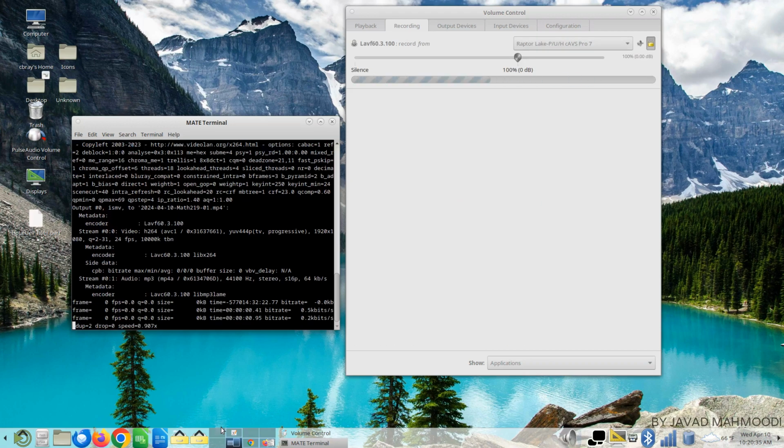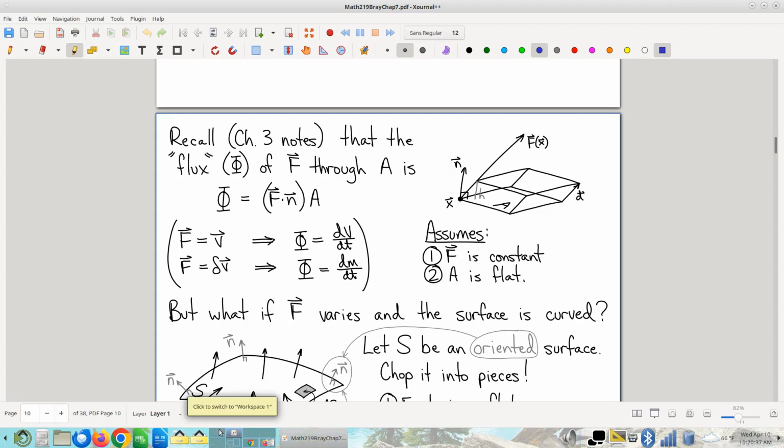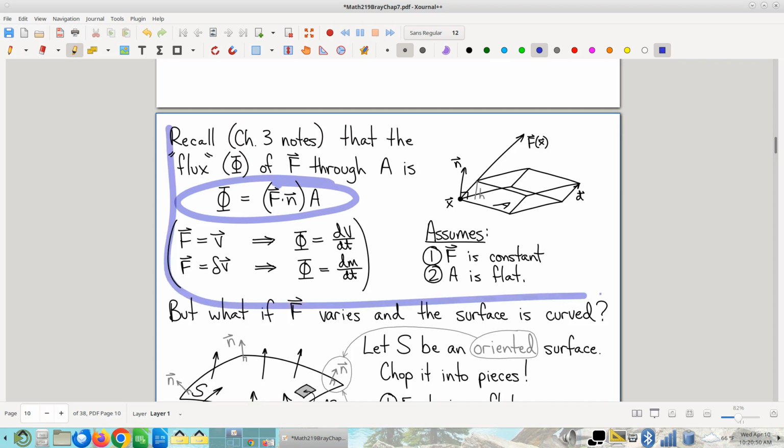Okay, so picking up kind of where we left off last time, I'm going to do a super quick review of the big ideas of what we started developing last time. It's the idea of a vector surface integral. We revisited the idea of flux. Recall all of this from chapter 3, right?